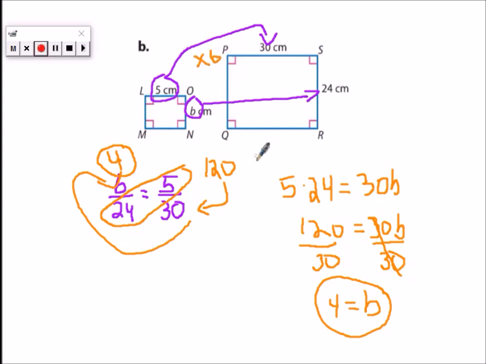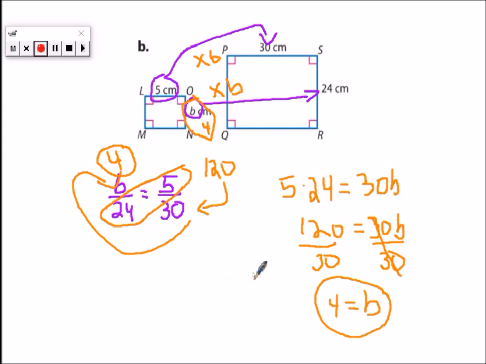Okay. 5 times 6 gives me 30, so that same 6, which is the scale factor, I multiply times b. So b times 6 gives me 24. So what does b have to be? I know that sounds weird, but 4 times 6 is 24, so b has to be 4. Okay? So that's another way.